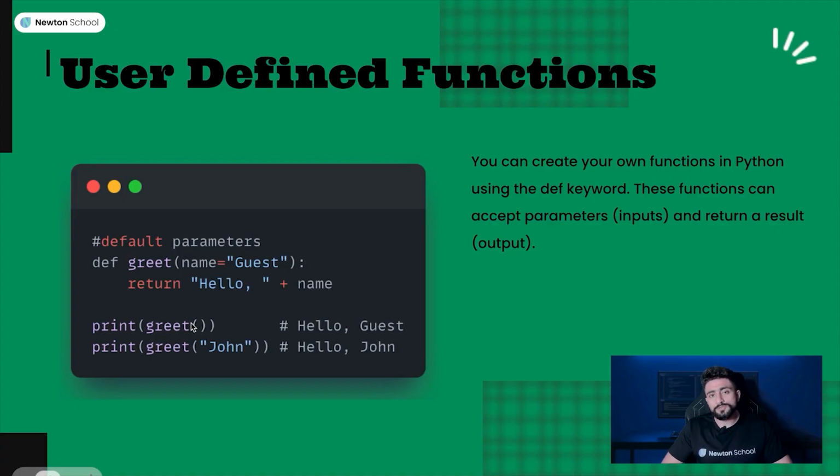So you can also define the default value of that parameter. Here we are defining name to be guest. It will act like a default value. If someone does not pass the value of name, the name will be guest. So it will be hello guest, right? But if this equal to guest is not there, then this greet will not work because you have to pass the argument.